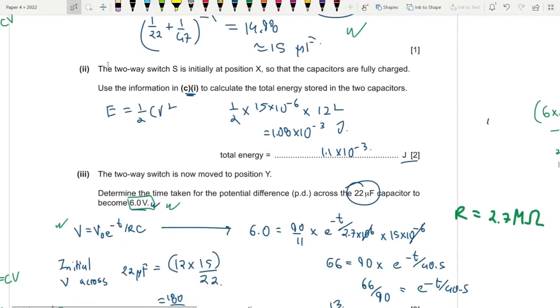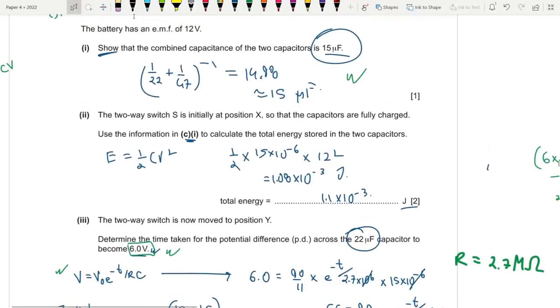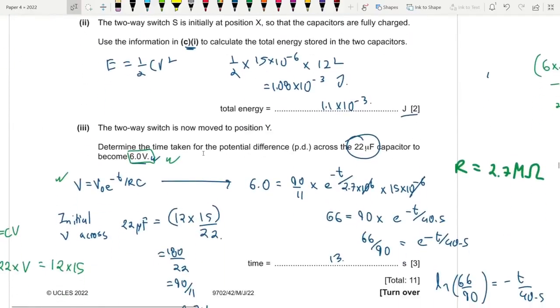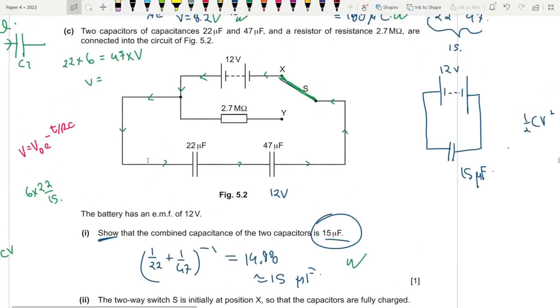Number 3, the two-way switch is now moved to position Y. Interesting. So my students, the ones who gave the exam this May June, were actually confused about this part 3. So it's rather complicated.